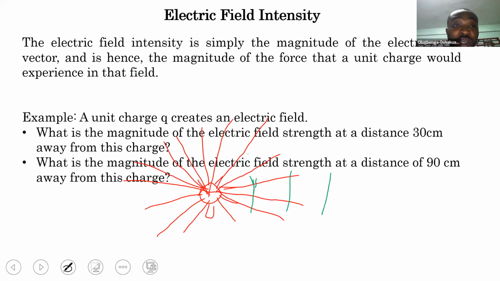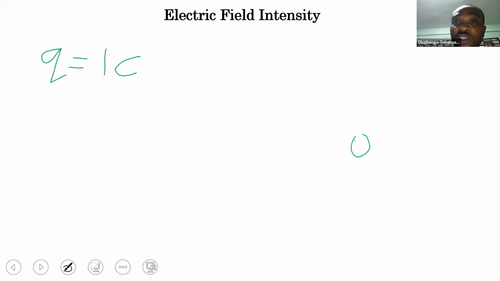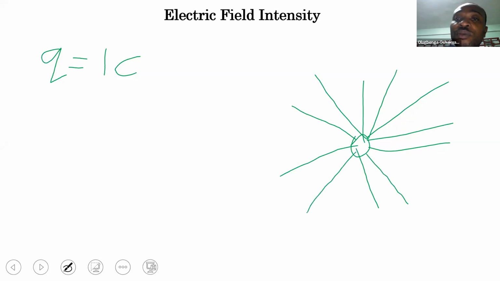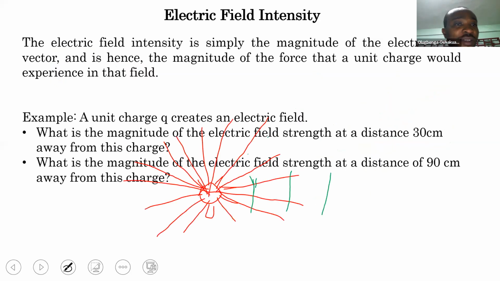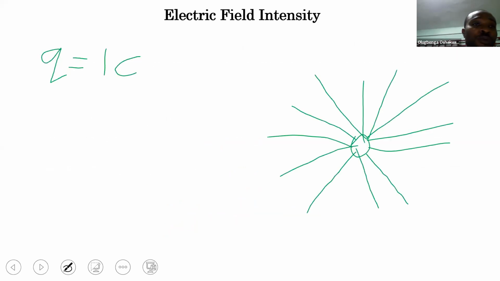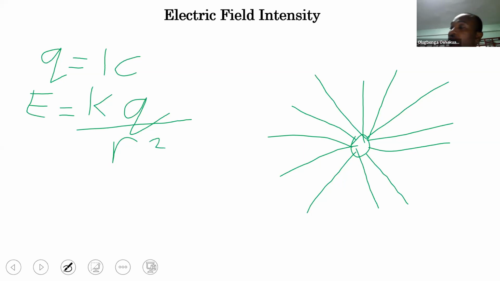So we can imagine a certain unit charge Q that has its line of force also radiating radially outwards. And the question is asking us, what is the magnitude of the electric field strength? You are not interested in the direction now. The magnitude of the electric field strength at a distance 30 centimeters away from the charge. So we should remember that the electric field strength is defined as K of the certain Q divided by R squared. So the question says at a distance 30 centimeters.